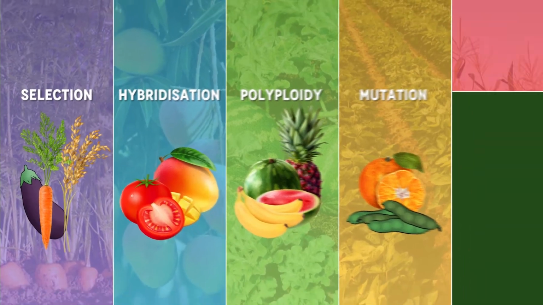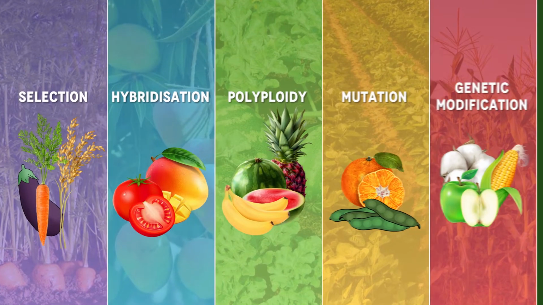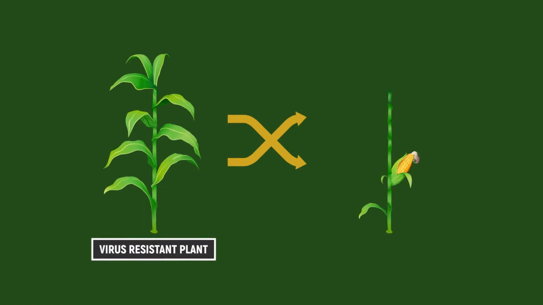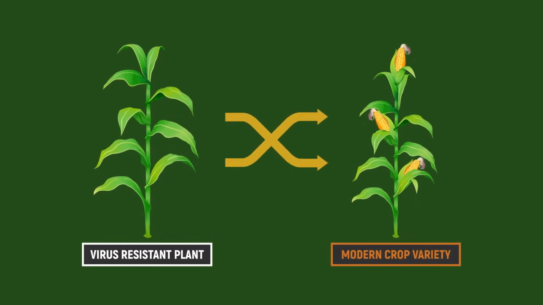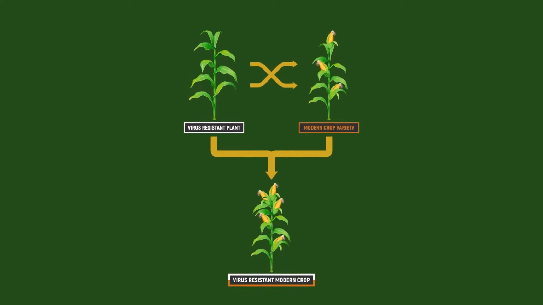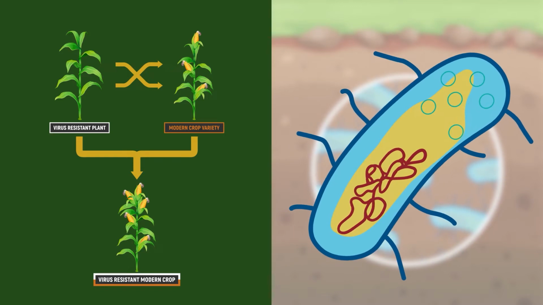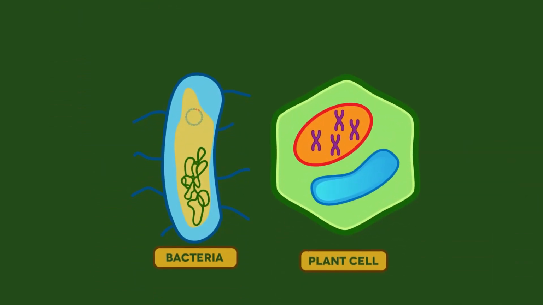Here are the differences between GM methods and conventional breeding. The basic difference is most conventional breeding relies on genetic variations within the same species, whereas in GM technology, genes can be inserted into crops from unrelated organisms, for example, bacteria to crops.